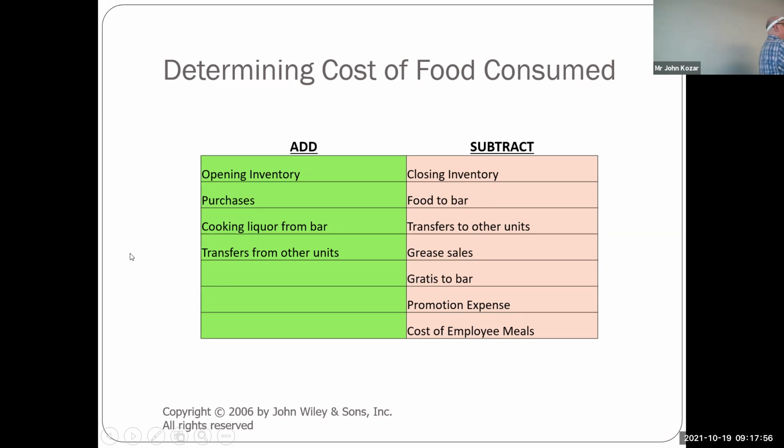Does anybody work anywhere where they have to pay full sales price for their meals? At what restaurant? Really? Okay.